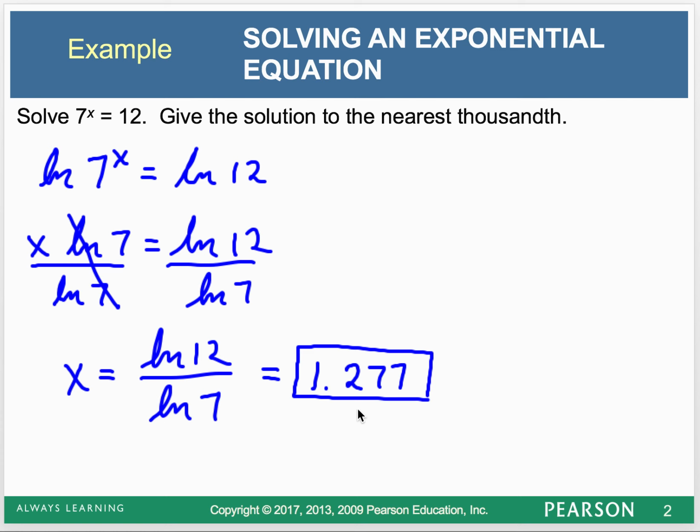Because it's an equation, remember you can check your answer also. If you put in this rounded version, you're not quite going to get 12, right? Leave several decimals, but we'll get very, very close to 12.